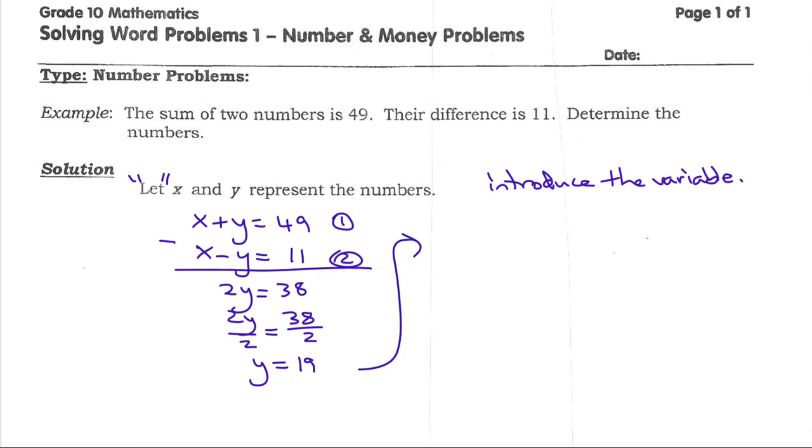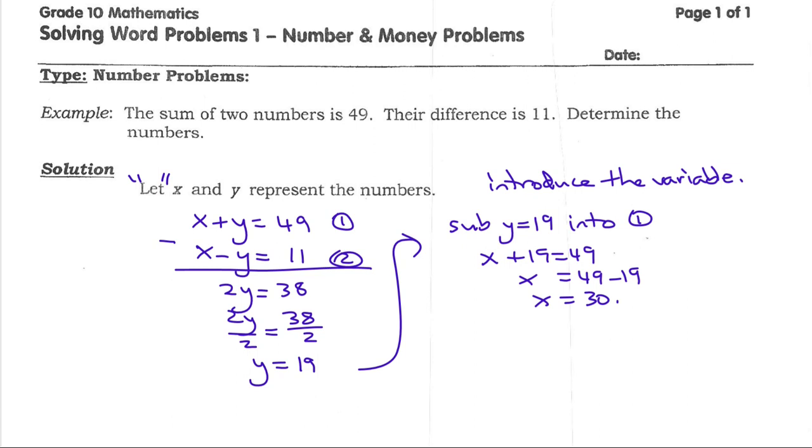Then I can take my 19, and sub y equals 19 into one of the equations. So maybe I'll go equation 1. x plus 19 equals 49. x equals 49 minus 19. x equals 30. So when you learned substitution or elimination, you just started with the equations and ended up with the solution.